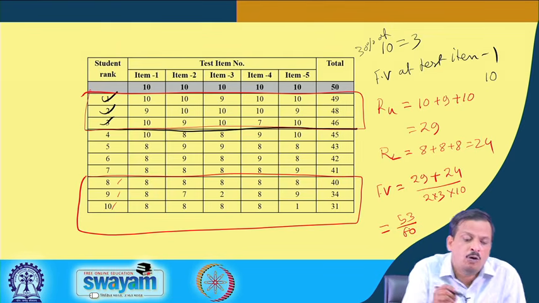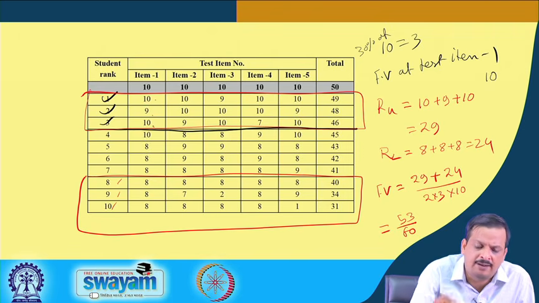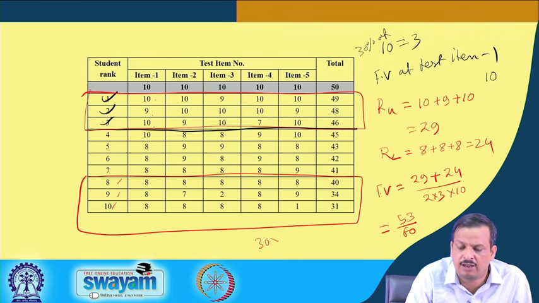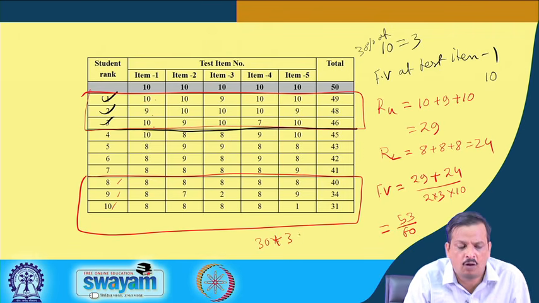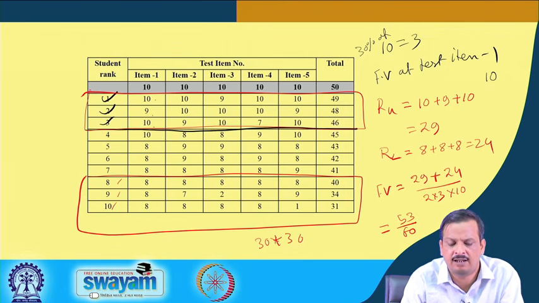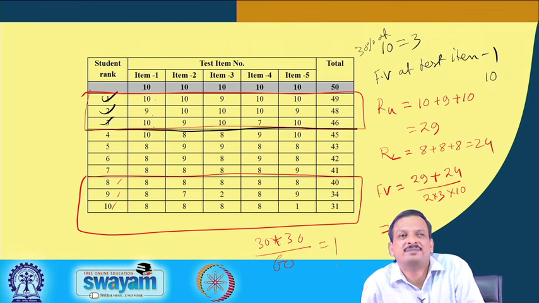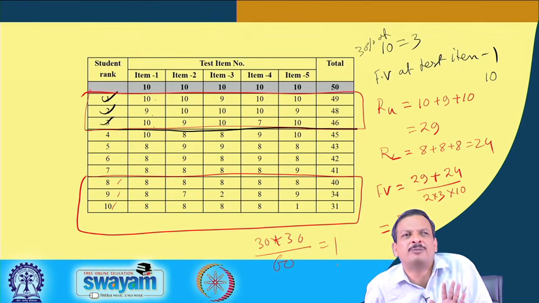If you say that all 3 students get 10, then 30 plus 30, all lower group students get 10, 30 divided by 60 is equal to 1. So, it is very easy to calculate the facilitation value.